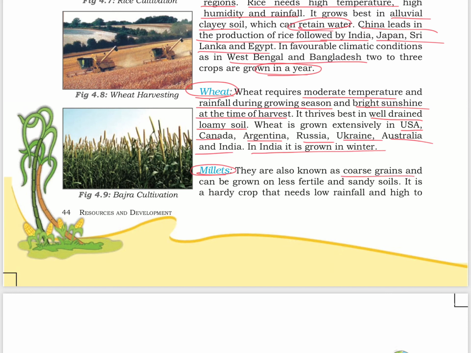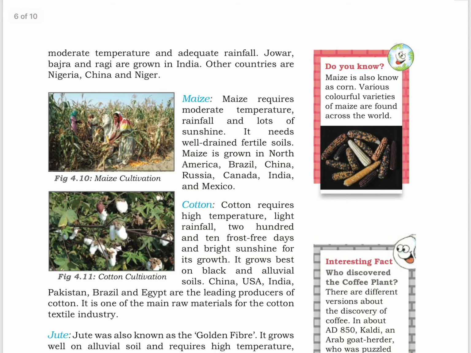Next we have millets. These are also known as coarse grains and can be grown on less fertile and sandy soils. It is a hardy crop that needs low rainfall and high to moderate temperature. Jowar, bajra and ragi are grown in India. Other countries are Nigeria, China and Niger.